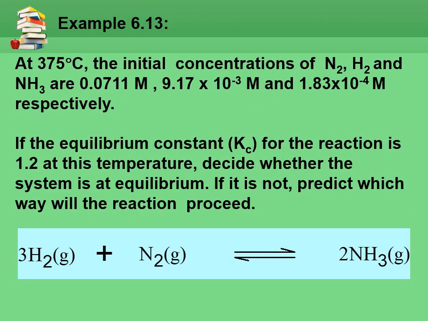Let's do example 6.13. At 375 degrees Celsius, the initial concentrations of N2, H2, and NH3 are 0.0711 molar, 9.17 times 10 to the power of negative 3 molar, and 1.83 times 10 to the power of negative 4 molar respectively. If the equilibrium constant Kc for the reaction is 1.2 at this temperature, decide whether the system is at equilibrium. If it's not, predict which way will the reaction proceed. Here is the balance equation.